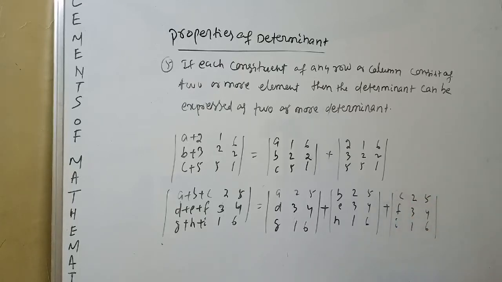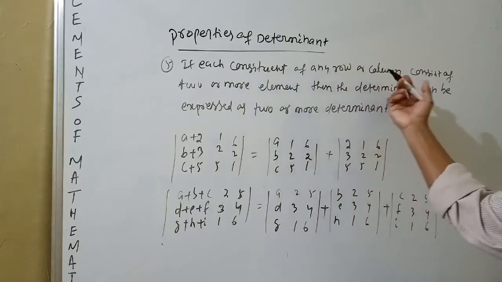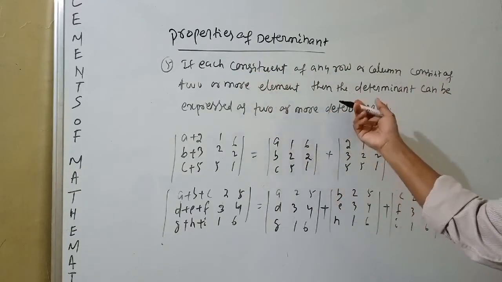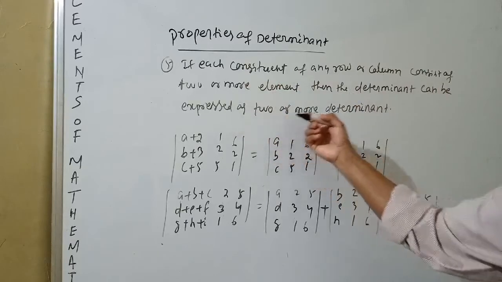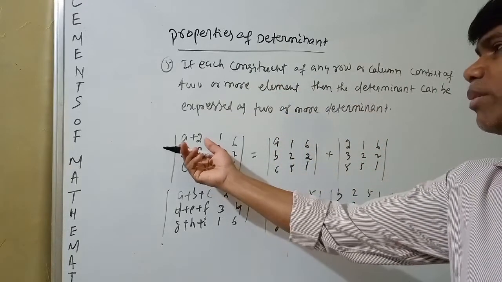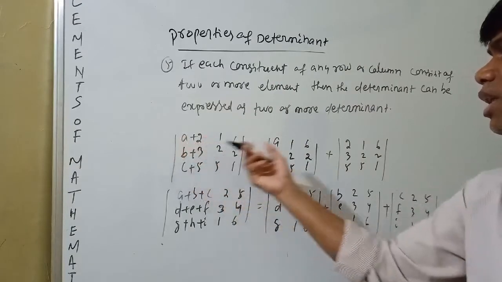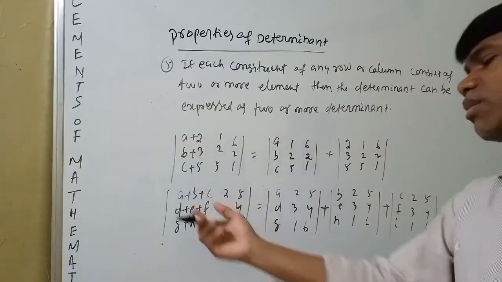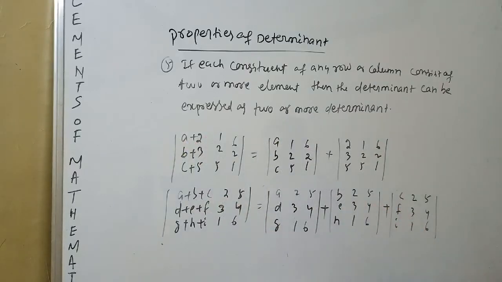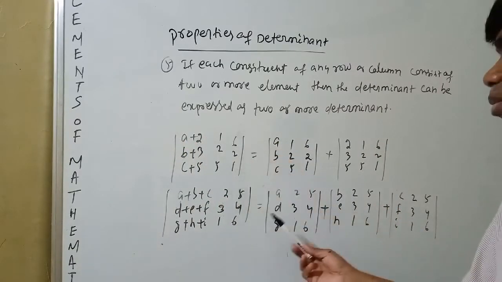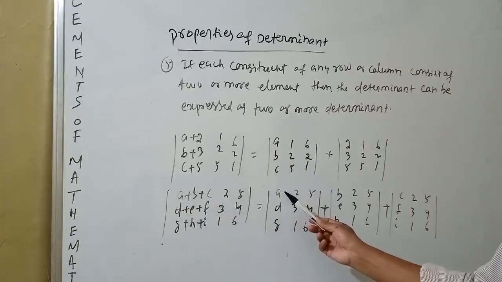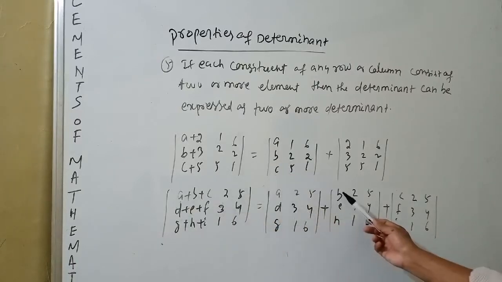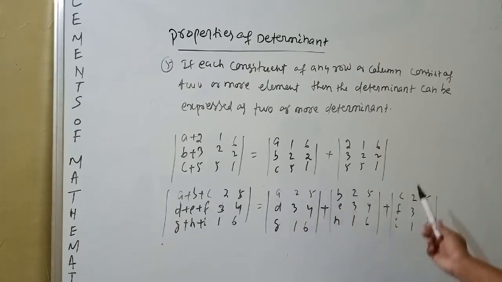Okay, that means if each constituent of any row or column consists of 2 or more elements, then the determinant can be expressed as 2 or more determinants. If it consists of two elements, I can express it as two determinants. If it consists of three elements, then I can express it as three determinants. This is your fifth property. Okay, ABD, ADB, ADG, BEH, CFI. Okay, 231, 546. Okay, understood. This is your fifth property.